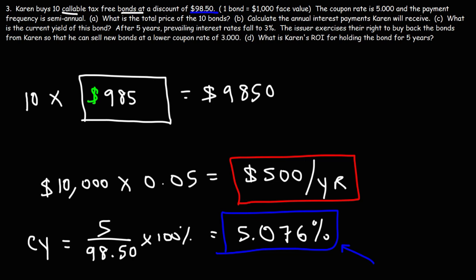It benefits the issuer because if interest rates fall, they can buy back those bonds and sell new ones at a lower interest rate, which reduces their expenses. So what is Karen's ROI for holding the bond for 5 years? So if the bond is called back, she may not be able to hold it for 30 years. So in this case, she's only going to receive interest payments for 5 years.